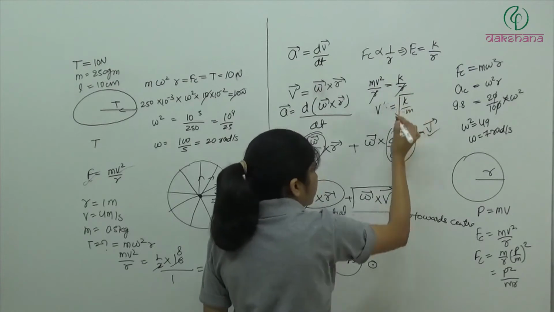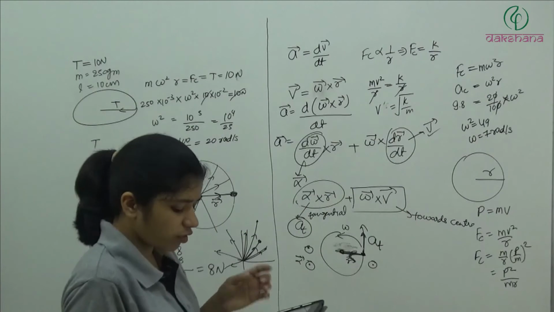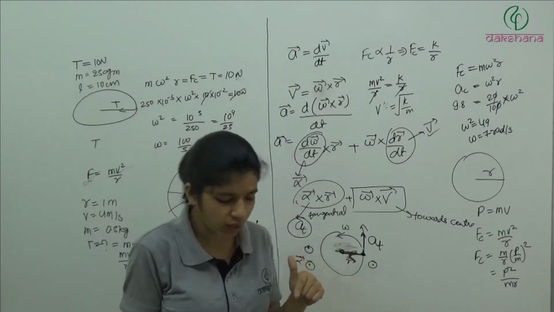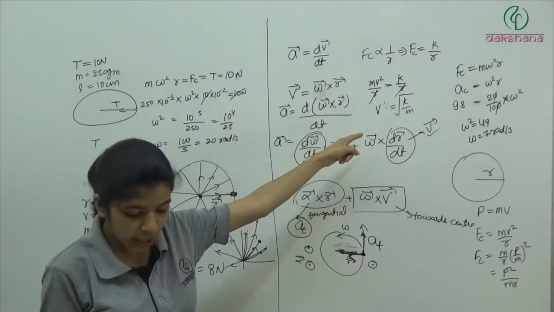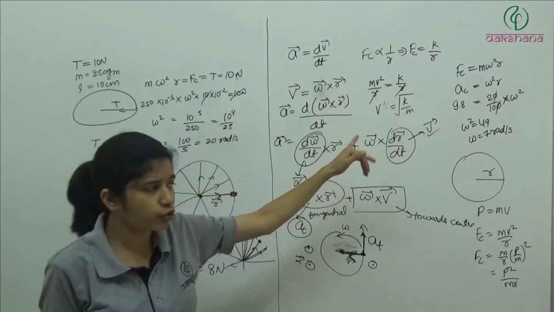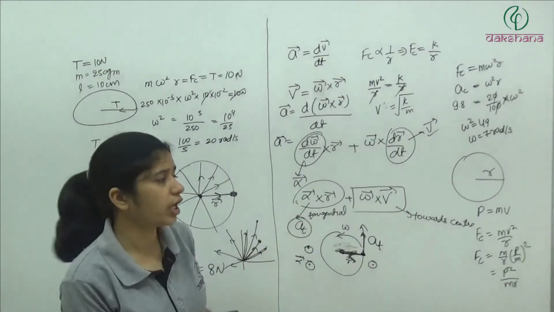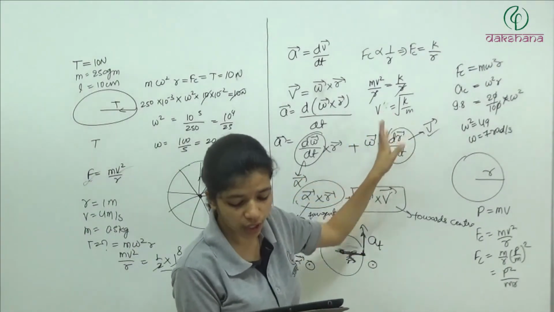So from here we will have v square equal to k by m, or v equal to root k by m. They are asking whether the speed of the particle is proportional to r square? No. Independent of r? Yes. There is no term of r in v. So v is independent of r. Proportional to r? No. Proportional to 1 by r? No. It is independent of r.